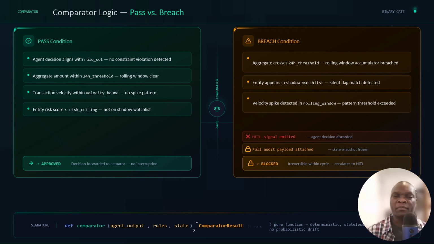This binary approach is exactly what keeps the system safe. By strictly dividing outcomes into a secure pass or a deterministic breach, we establish a boundary where the language model's probabilistic reasoning ends and immutable, provable logic begins.